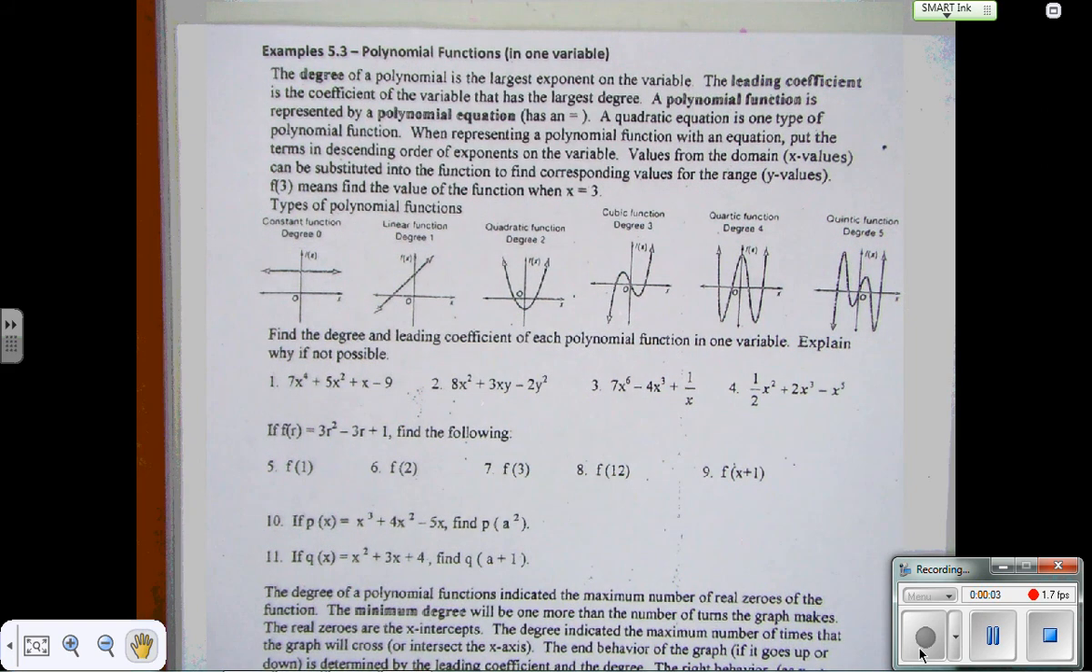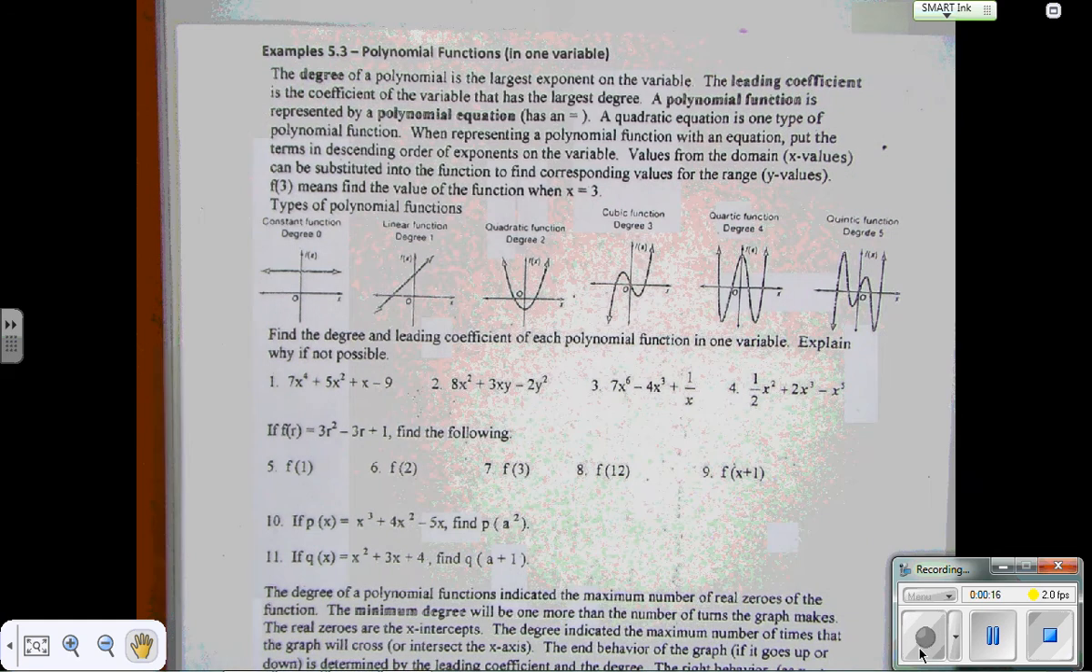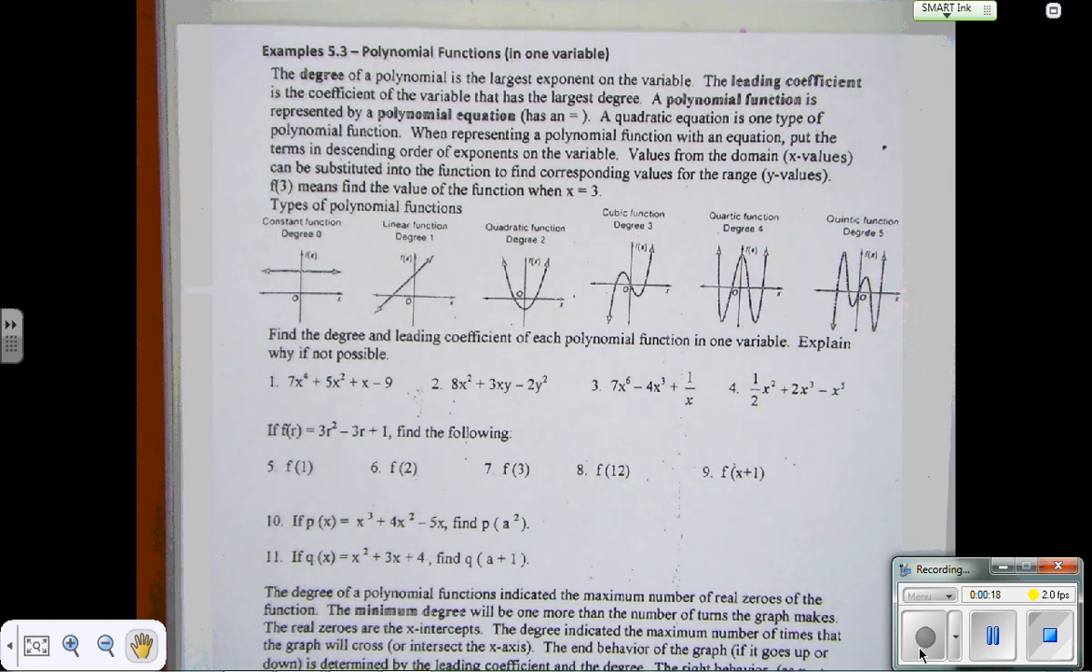Okay, today we're going to go over 5 through polynomial functions, 5.3, polynomial functions in one variable. So I'm just going to read through the notes and then we're going to look at the examples and probably take a break at that time, then come back and do the second part of the notes.